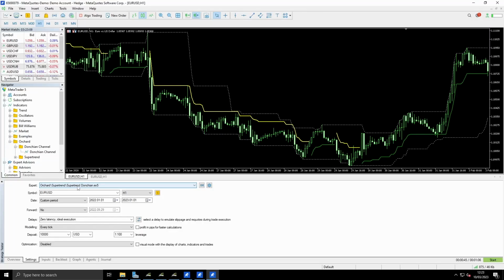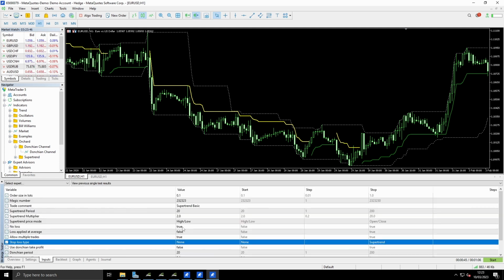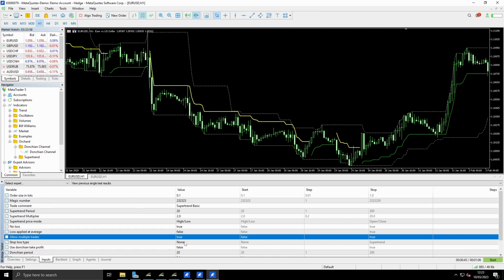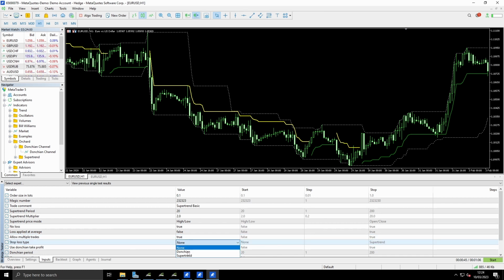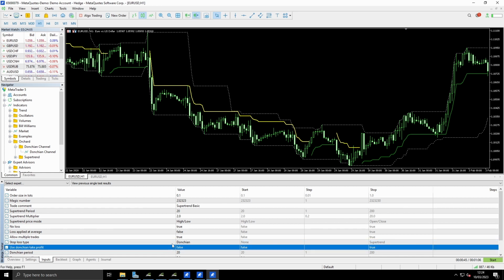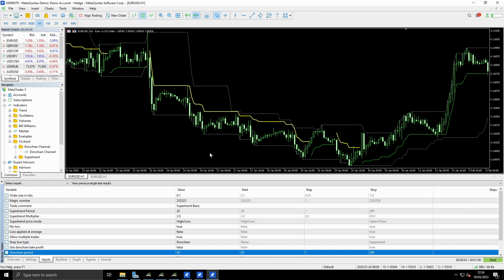I've loaded up the Supertrend Donchian in this case, still Euro USD, 1 hour, 1 year. I have the no loss set to true, so this will not close as soon as it changes the trend. It will try to hold that trade in case the trend flips back again. It will allow multiple trades. The stop loss type, I'm going to set that to the Donchian Channel. And you can see some other settings which we'll get to in a moment. And the Donchian period here, 20, that's the length of the Donchian Channel. So let's start the test on that.